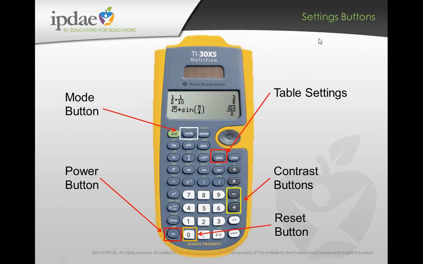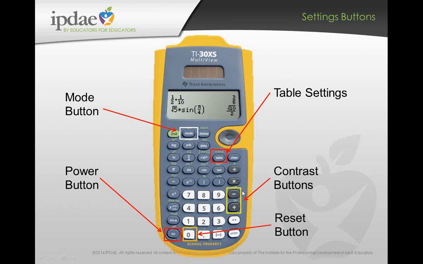Okay, so now we're going to go to certain buttons, which are called your settings buttons. Your settings buttons are the buttons that give you control over your calculator. So the mode button will control the mode of your calculator. It will allow you to change how the numbers are displayed, how the decimals are rounded, if you're working with angles, and it will let you do all of those things. The power button turns it on and off, of course.